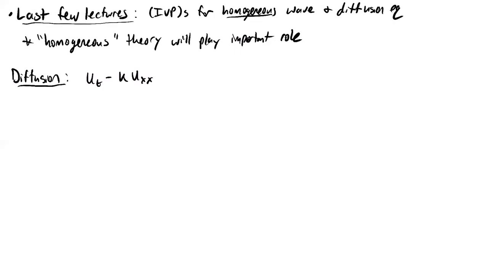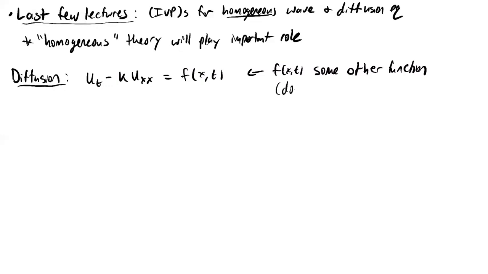Right, and so what we're going to do is, before we were looking at this equation when we have 0 on the right-hand side, which is the homogeneous equation. Well, now we're going to look at the situation where we have some other function f of x,t, which, in particular, will not depend on u. So it can be an arbitrary function of x and t as long as it doesn't depend on u.